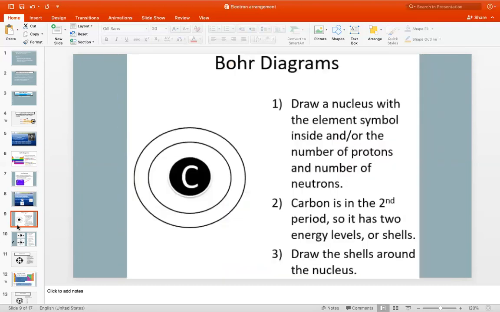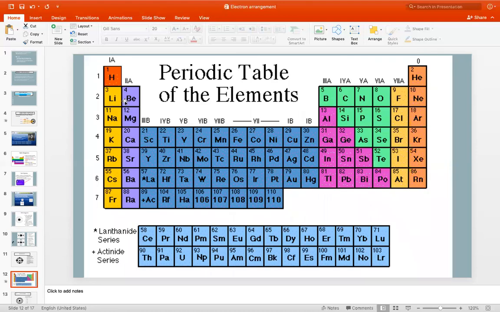Okay, so now how to draw them around the nucleus. So the first step is to draw the symbol in the middle. So if we are talking about carbon, you know the symbol of carbon is C. So it's here, C for carbon.